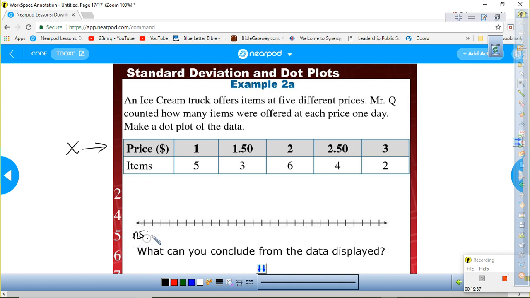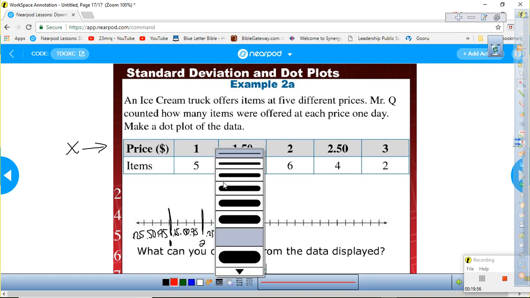0.25, 0.50, 0.75. That means this one is $1. 0.25, 0.50, 0.75. That means this one is $2. 0.25, 0.50, 0.75. That means this is $3. So I'm going to stop right there. So this is how you plot your dot plots.